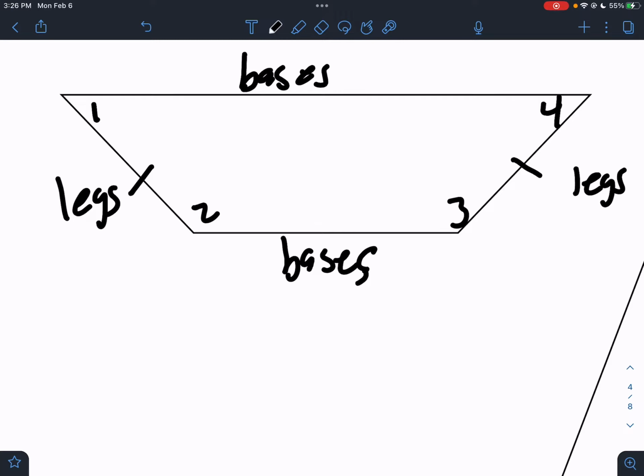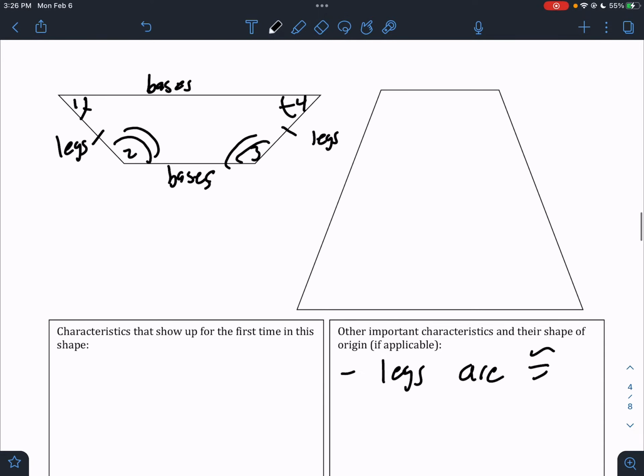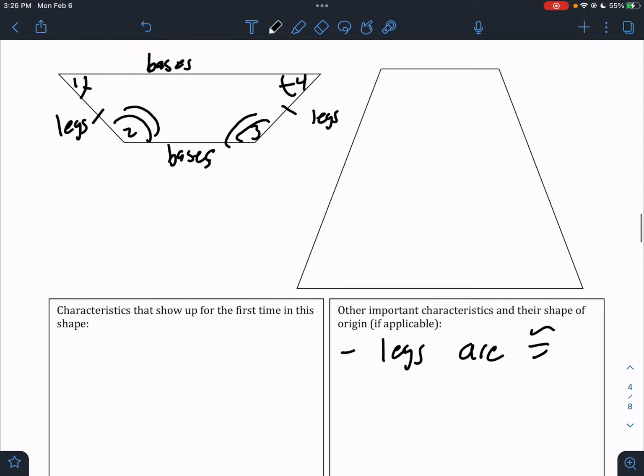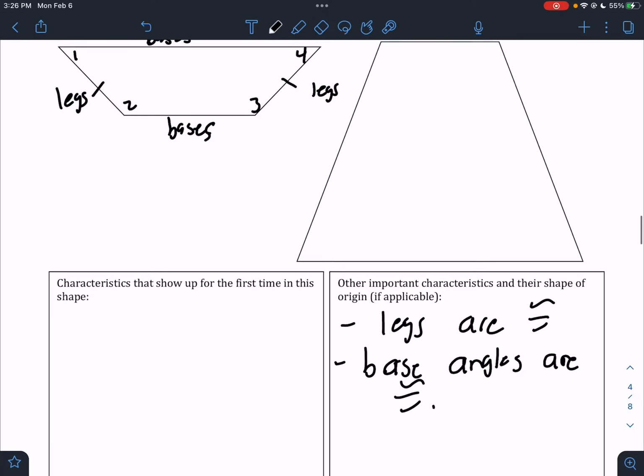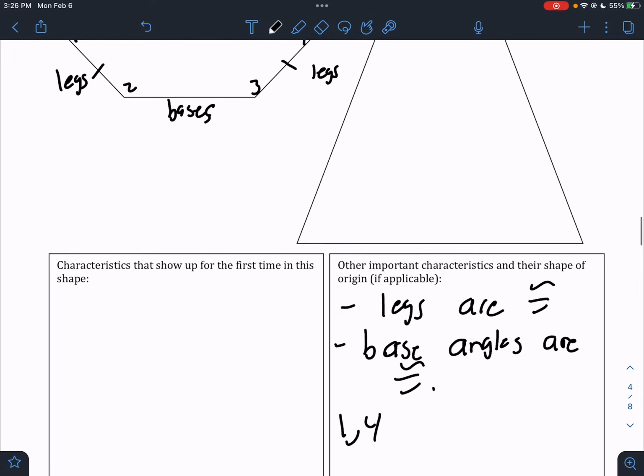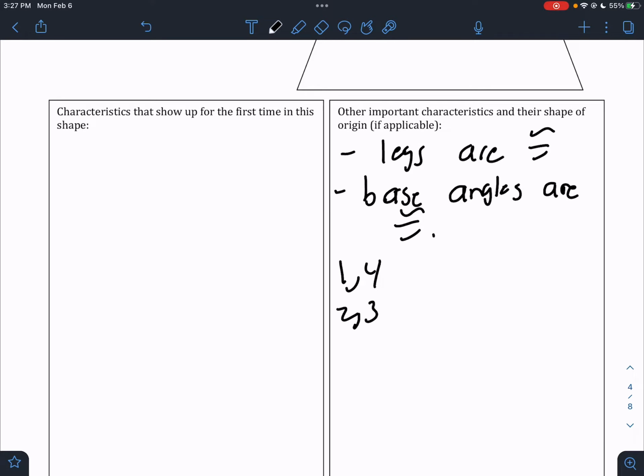But what's new on an isosceles trapezoid? Well, the legs are congruent, but also angles 1 and 4 will be congruent. Angle 2 and angle 3 will be congruent. Two angles that touch the same base are going to be congruent. So what we say is base angles are congruent. And in this case, that would be 1 and 4 and 2 and 3.